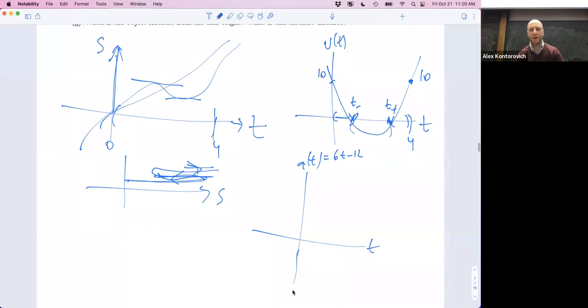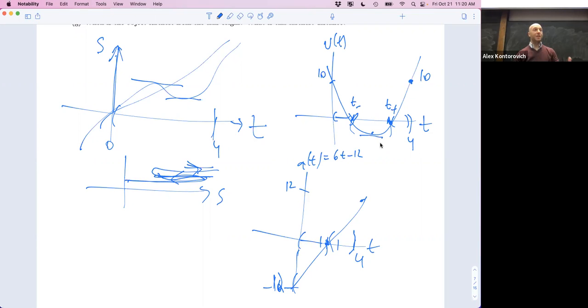So it starts here at negative 12. And by the time I get to 4, 4 times 6 is 24 minus 12 is positive 12. And I'm guessing it's going to hit at that halfway point, when t is 2, I get acceleration being 0. So when is it speeding up? It's speeding up when the acceleration is positive. When is it slowing down? It's slowing down when the acceleration is negative. That's in this range. And then at this instant, its velocity isn't changing.